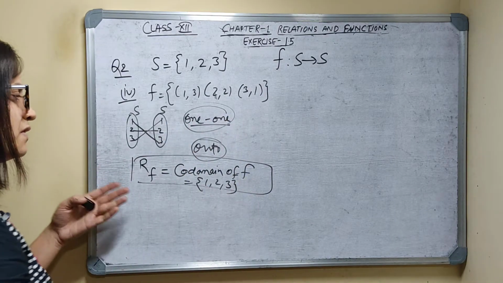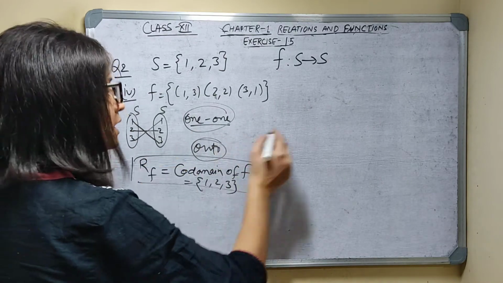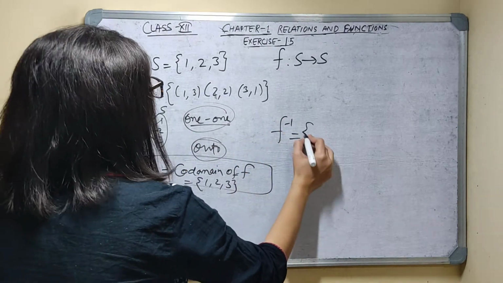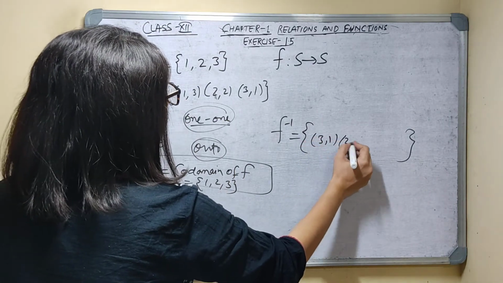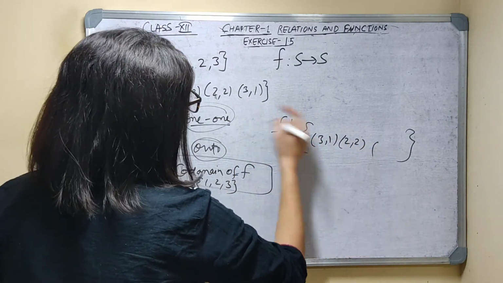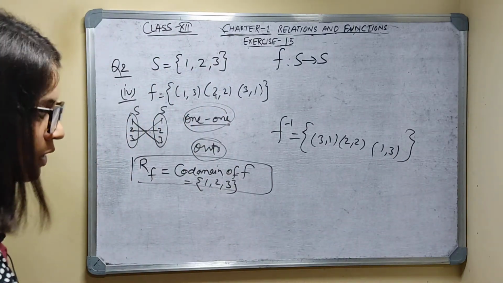So I can say invertible is possible. This function is invertible. So F inverse exists and F inverse will be what? It will be (3, 1) and (2, 2), so 2 comma 2 and 3 comma 1. This is F inverse: (3, 1), (2, 2) and (1, 3).